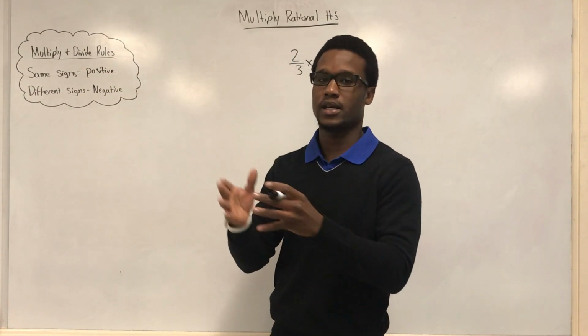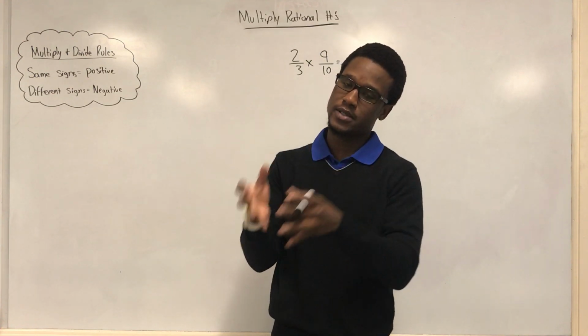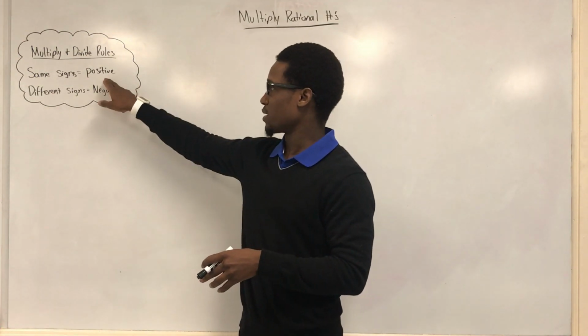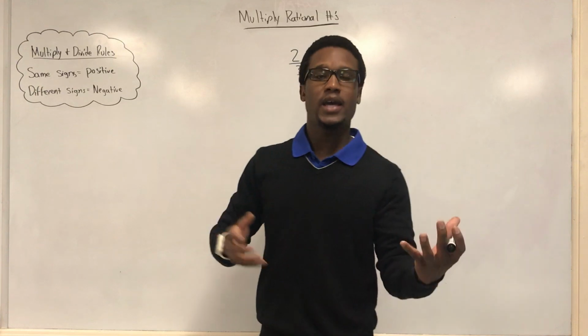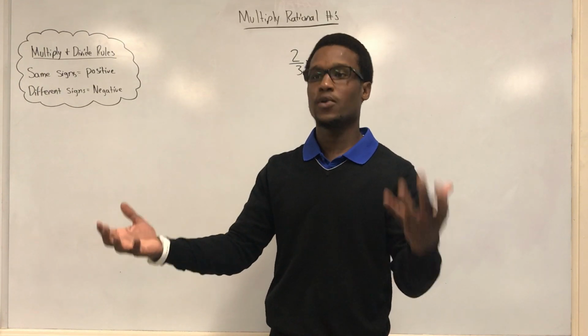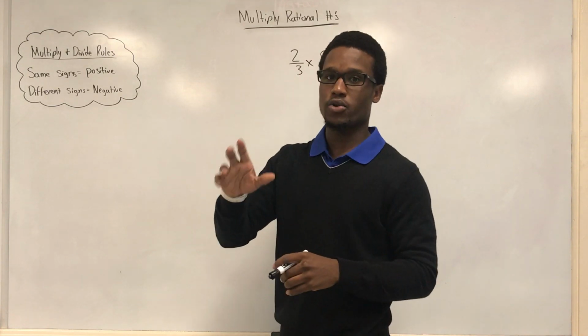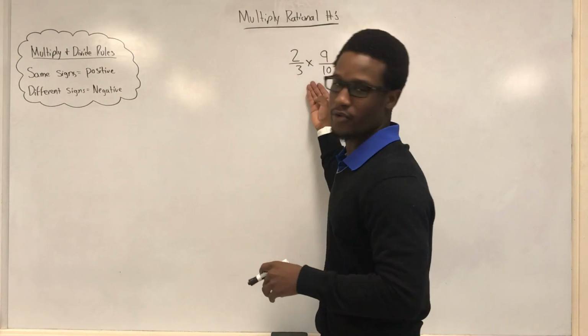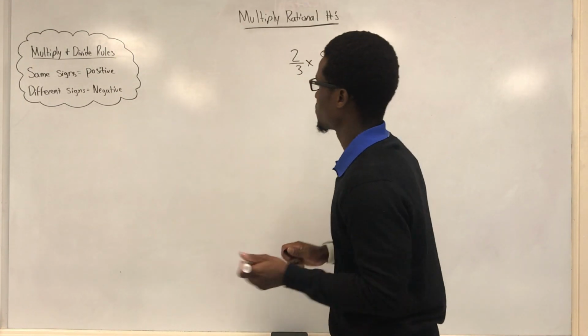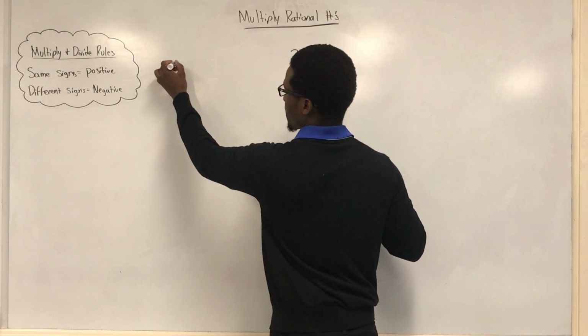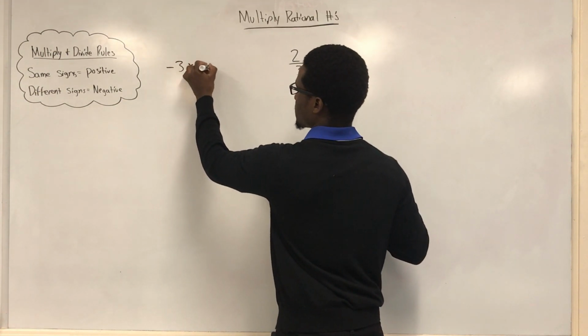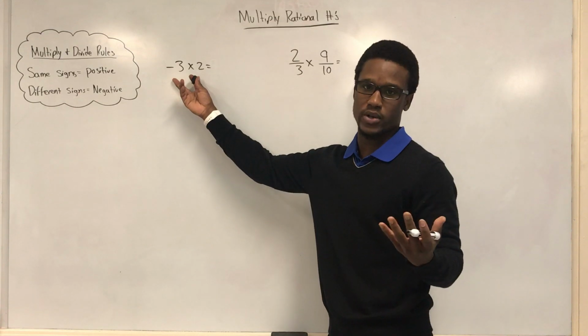A negative times a negative is a positive. A positive times a positive number is a positive. But if signs are different, a negative times a positive or a positive times a negative, then you'll get a negative answer. So let's just go through a couple of quick examples, then we'll do some fractions and multiplying some decimals. Okay, so if we have negative 3 times positive 2, are signs the same or are they different?